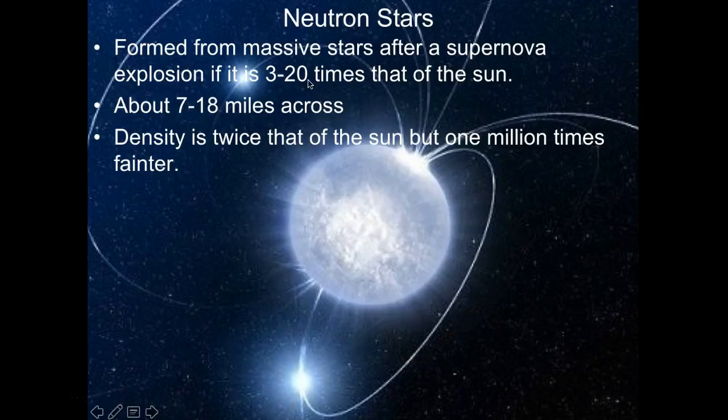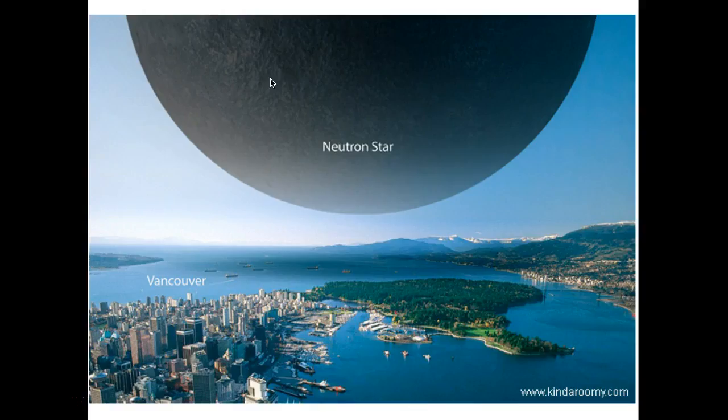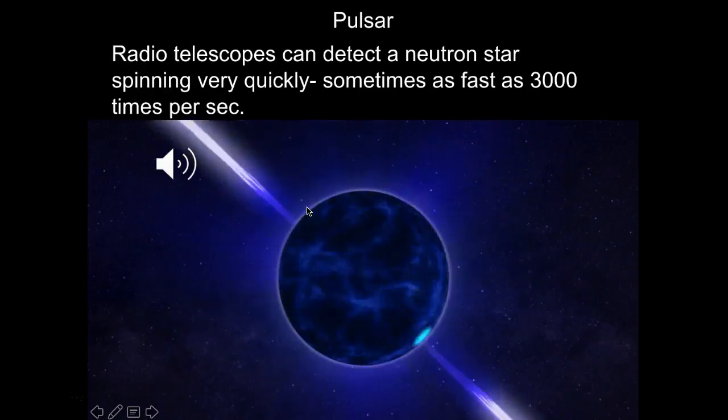So massive stars, like I said, 3 to 20 times the size of the sun. They can be 7 to 18 miles across, and the density is twice that of the sun, but it's 1,000,000 times fainter. So I love this picture. This is showing the neutron star across Vancouver. As you can see, it's covering quite a bit. So if that neutron star were to come into Earth like this, aside from us being completely killed, this is the size it would be.